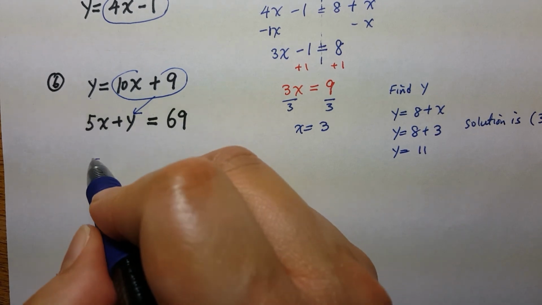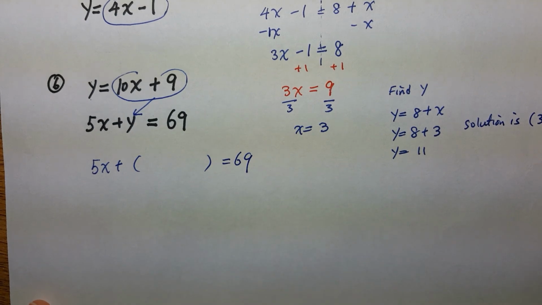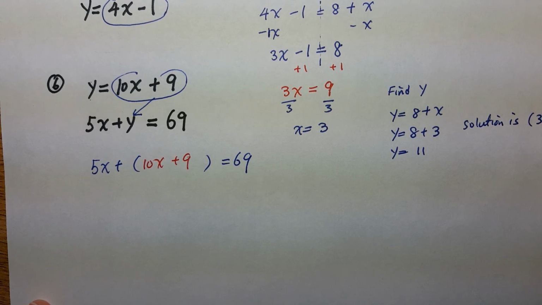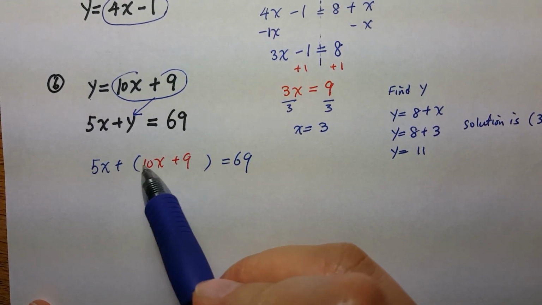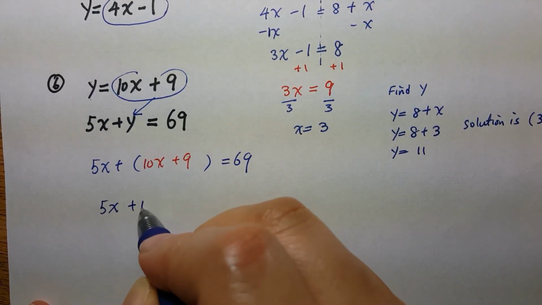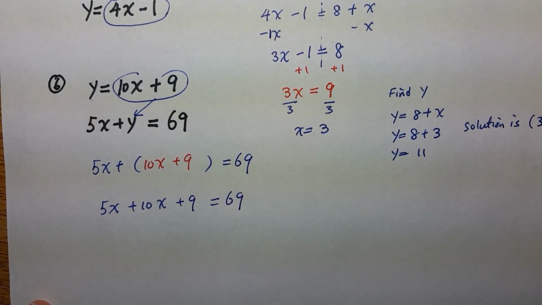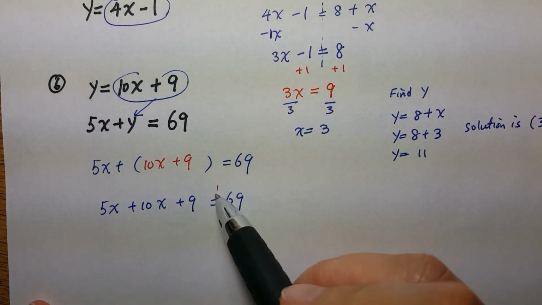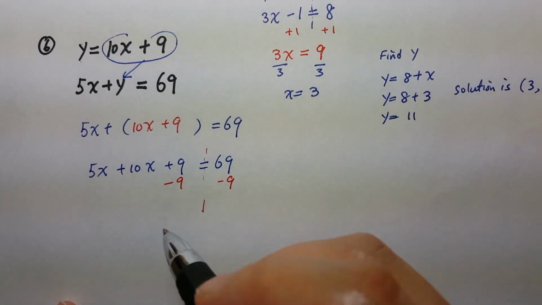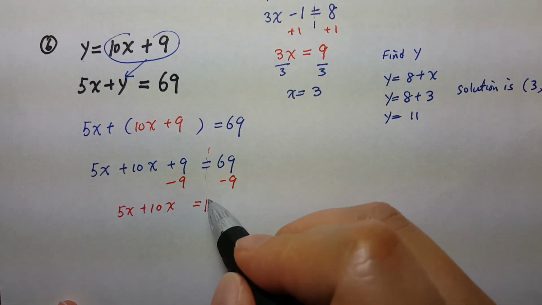So now I'm going to do 5x plus parentheses, and then 69. I'm going to substitute the 10x plus 9 inside. Now, because there's no number in front to multiply, I'm going to drop the parentheses. So you get 5x plus 10x plus 9 equals 69. We do not want the number 9 on the left side, so we do minus 9, minus 9. So 5x plus 10x equals 69 minus 9, which is 60.